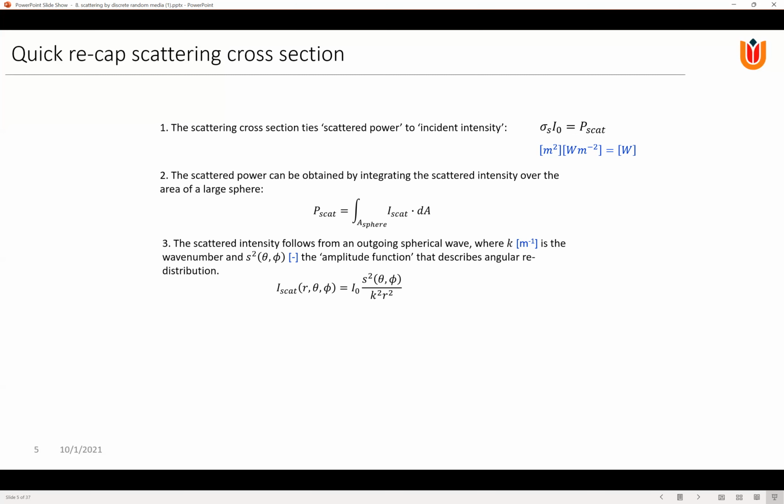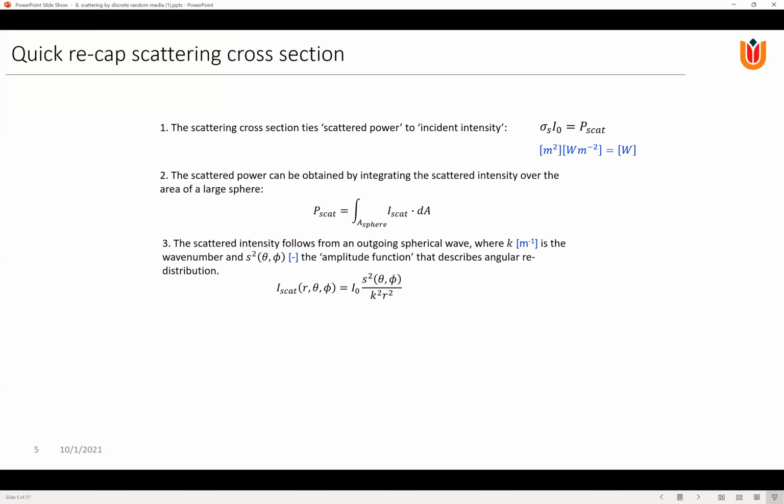The idea was that if the sphere is large enough, so you don't look too close, then the scattered field will become spherical. So that is an approximation that we can use. Using that approximation, we can now write an expression for the scattered power looking like this.